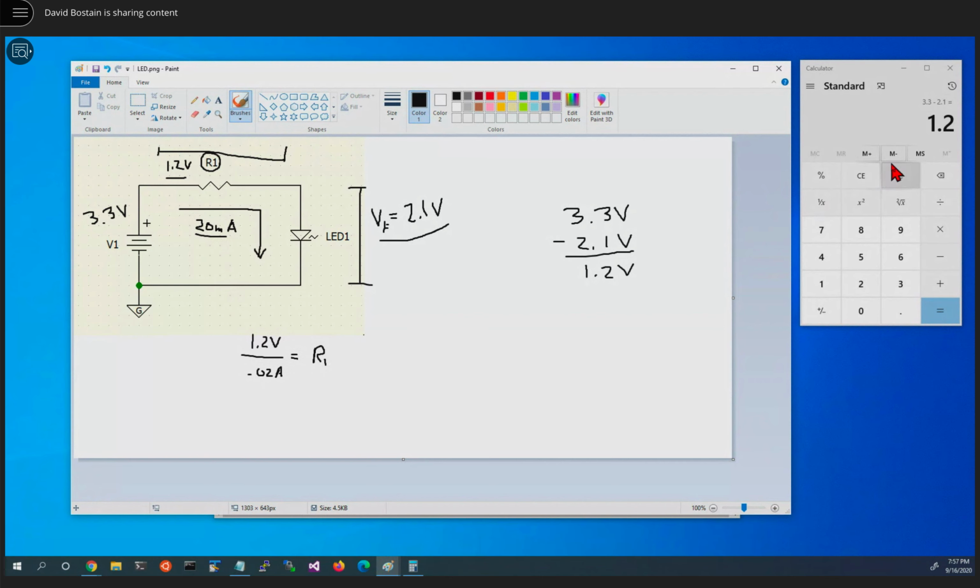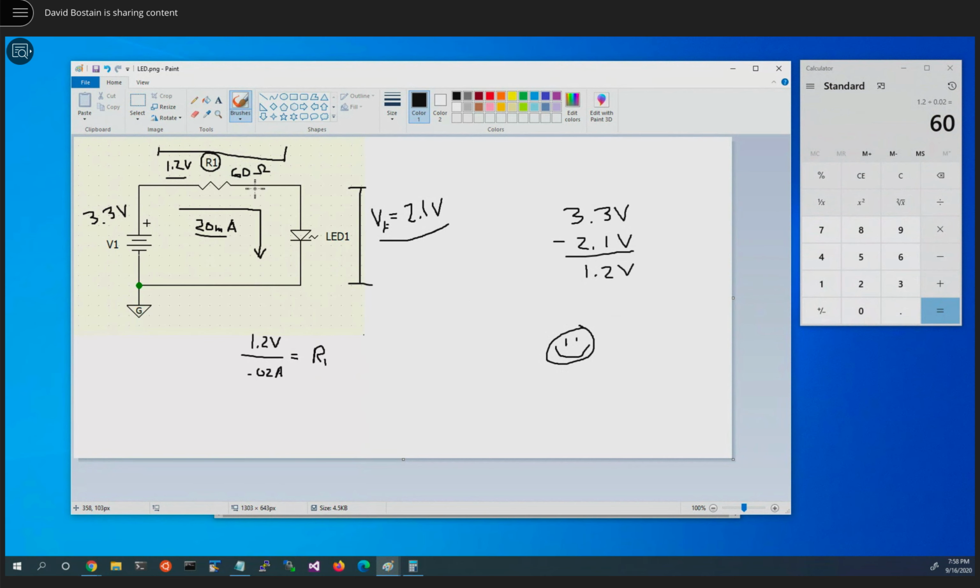So let's try that. We have 1.2 volts. We're going to divide it by 0.02 amps. That's our 20 milliamps. That's going to give us 60 ohms. So 60 ohms. Okay, so if we did that, we would have 20 milliamps, our LED would be on, it would have 2.1, we would drop 1.2. Battery, everybody would be smiling. Let's draw a big smiley face over here. And everything would work.